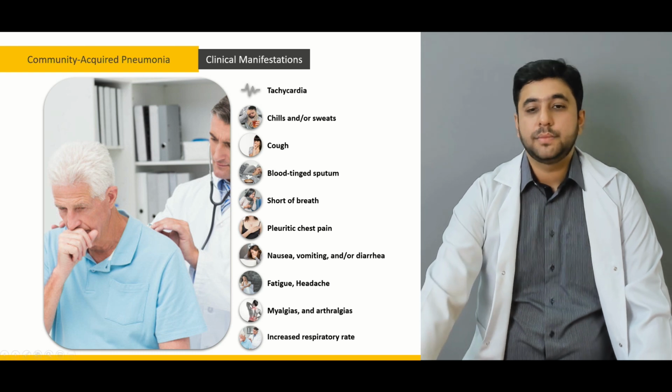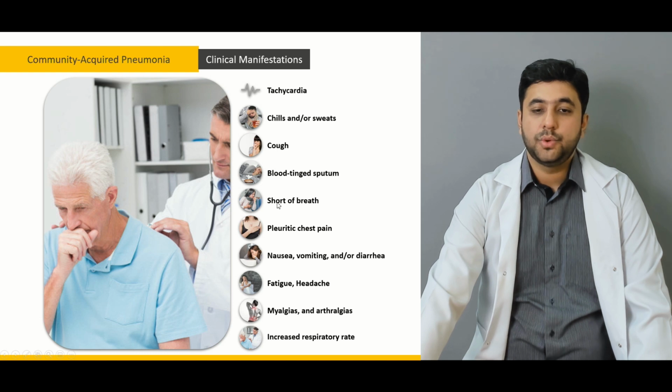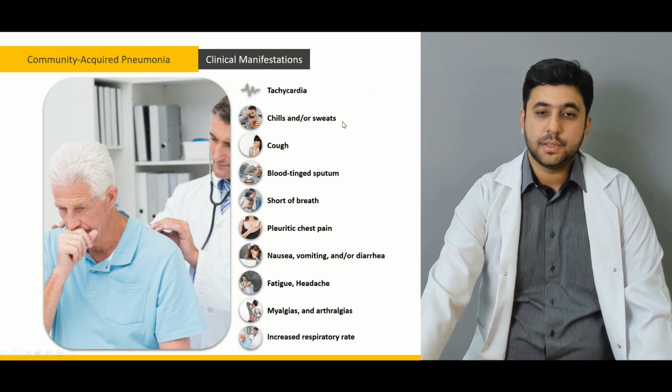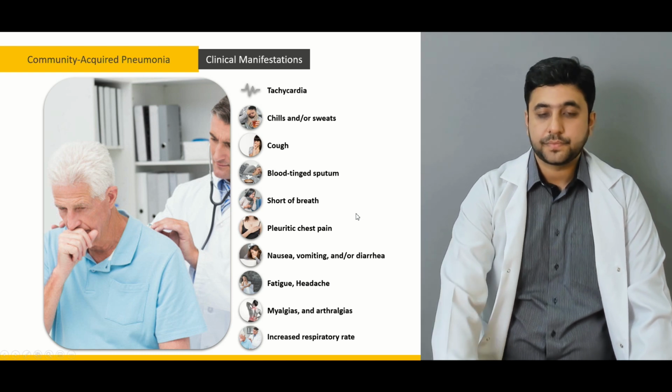The classical symptoms to remember along with the generalized symptoms are these: the tachycardia, the sweats, the chills, the fever, the cough, the blood-tinged sputum, the shortness of breath, the pleuritic chest pain, and then the increased respiratory rate. These are the symptoms which, when the patient presents with them to us, we have to keep pneumonia very high up in the differential diagnosis.